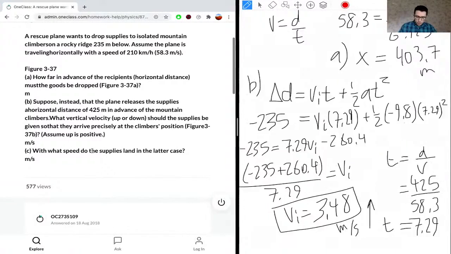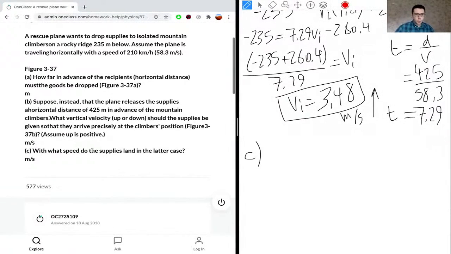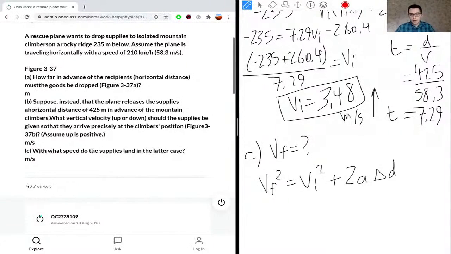Finally, part C of this question asks us, with what speed do the supplies land in the latter case? So in the case of B, what speed do the supplies land? We have to solve for VF, the final speed. We'll use the kinematic equation VF squared is VI squared plus 2A times delta D. This is just another kinematic equation, so it's very useful to memorize the 4 or 5 kinematic equations.